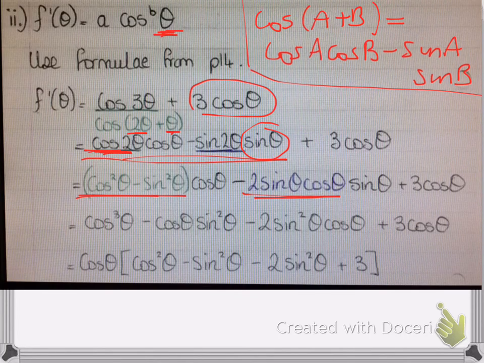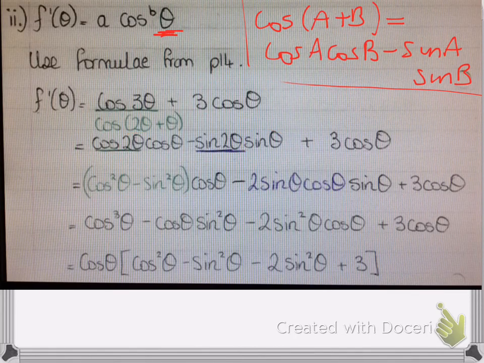Now I'm going to multiply out these brackets here, so I'm just going to delete all of these lines, sorry. Okay, so I'm multiplying out that bracket, and you're going to get cos cubed theta minus cos theta sine squared theta. Okay, the rest then tidies up. Sine theta by sine theta is sine squared theta. So that's minus 2 sine squared theta cos theta plus 3 cos theta.